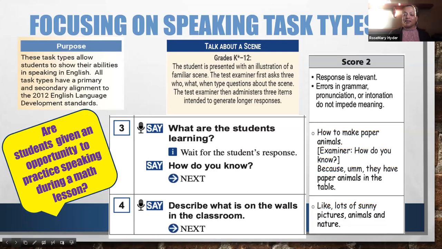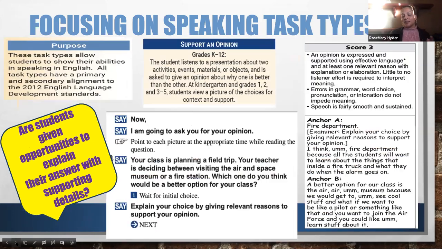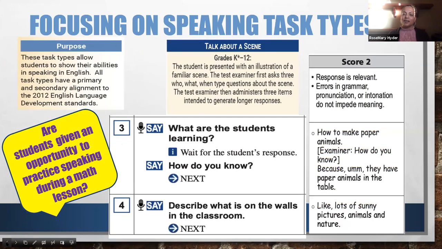The examiner then asks, how do you know? And this is the student's sample response: because they have paper animals on the table, and that is a high score. Then the examiner asks, describe what is on the walls in the classroom, like lots of sunny pictures, animals and nature. So that is a score of 2. Again, these are samples that you can take back and see. You can go to the next one, Denise.